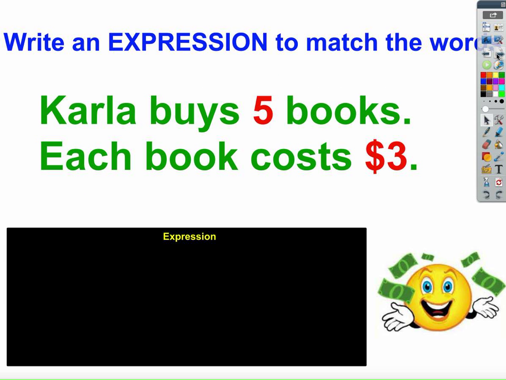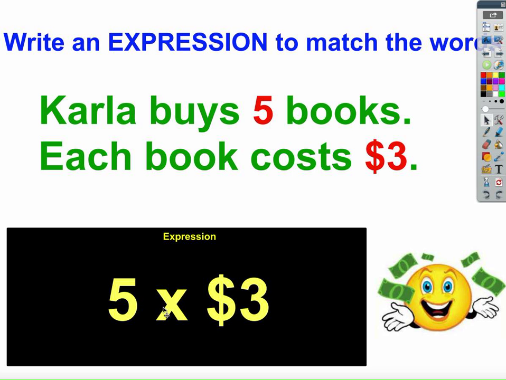This one, Karla buys 5 books. Each book costs $3. Well, if we have one like this, 5 books, each one costs $3, that would be 5 times 3, or 5 times $3. That's the expression that goes with that one.